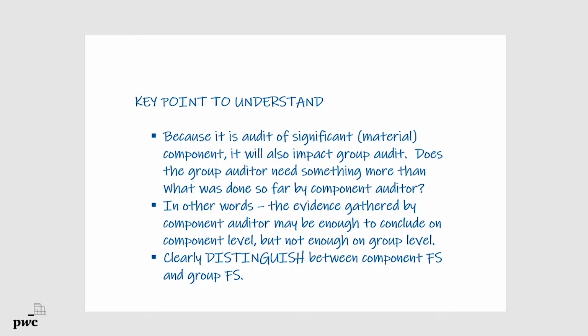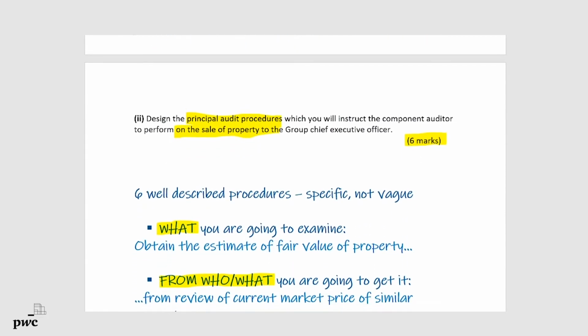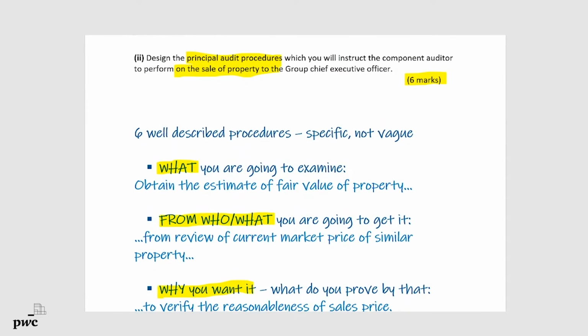In that case, it was an issue important for the group financial statements, and the group auditor needed more evidence to be gathered. Which exactly evidence it should be was the question of the next requirement, in which you should produce 6 well-explained audit procedures on the sale of property to the group chief executive officer.